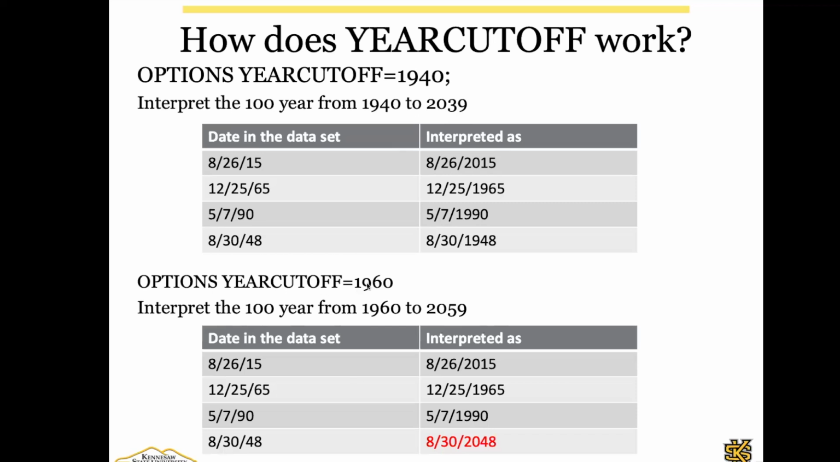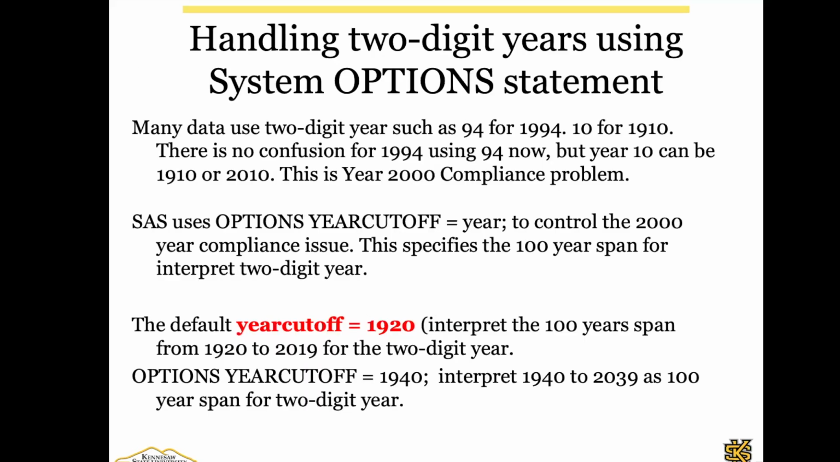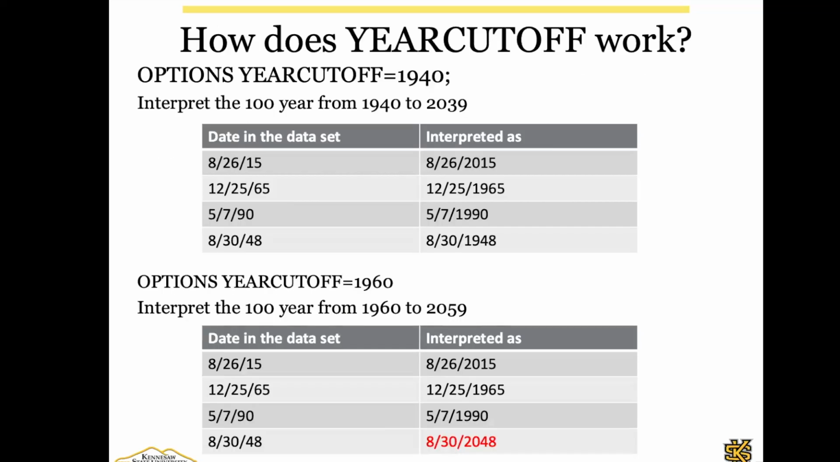But if I change the cutoff to 1960, SAS assumes this is the 100 years from 1960 to 2059. Okay. So almost all of them are the same, but here, if I put 48, since 1948 is not in this interval, it's gonna assume this is 2048, which is in this interval. So it's not a big deal. I just wanted to mention to you how SAS would handle these two-digit years, and how we can control it with the options statement.